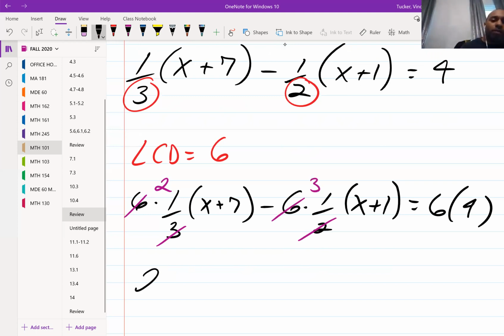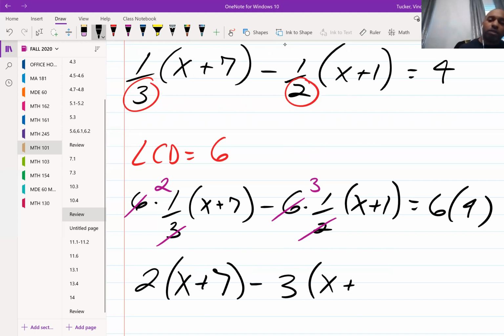So what we have left is 2 times (x plus 7) minus 3 times (x plus 1) equal to 24. 6 times 4 is 24.